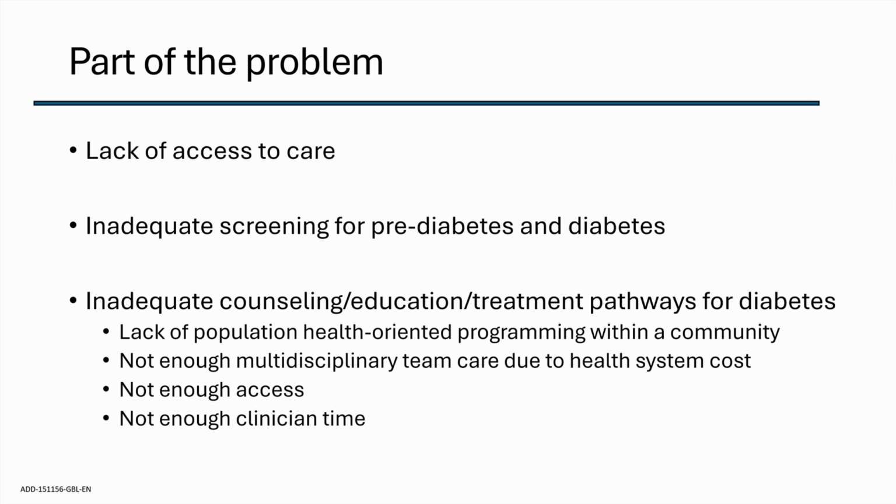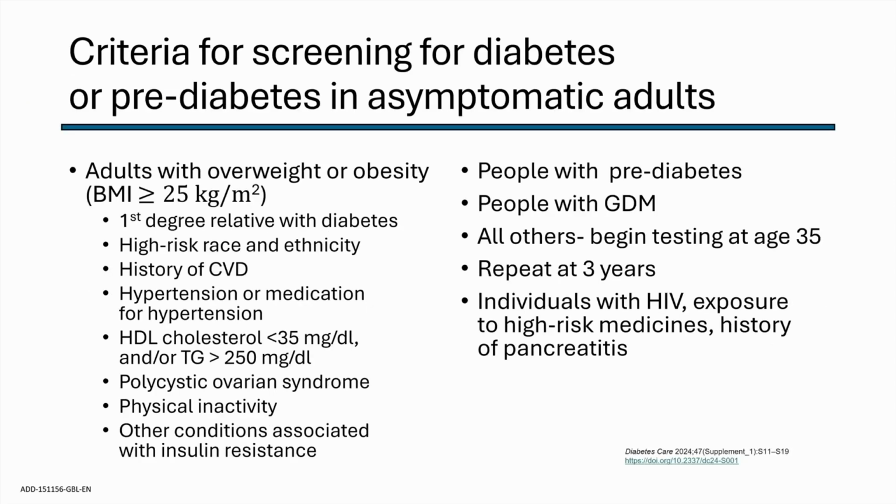I don't know how many of you are clinicians here in the audience, but my primary care colleagues, my internal medicine colleagues, family medicine colleagues, they all tell me, well, I have 10 or 15 minutes with my patient in the outpatient setting, which isn't enough time. And we may not hit the screening that we need to do because we're working on more acute issues. Well, what are the criteria for screening for diabetes or prediabetes in asymptomatic adults? Anybody? So I'm going to go over these criteria.